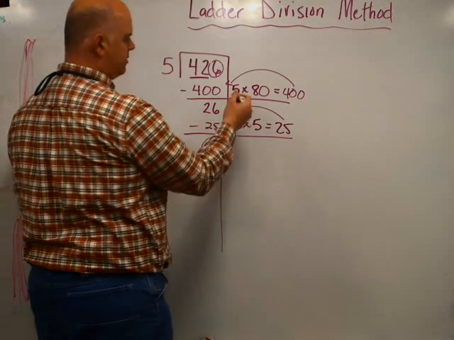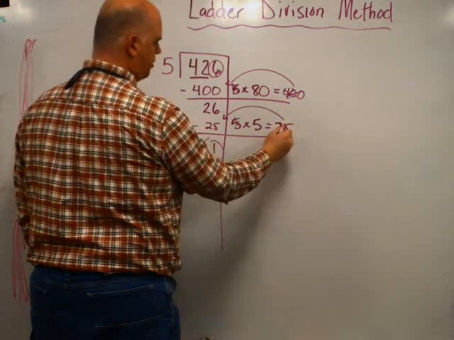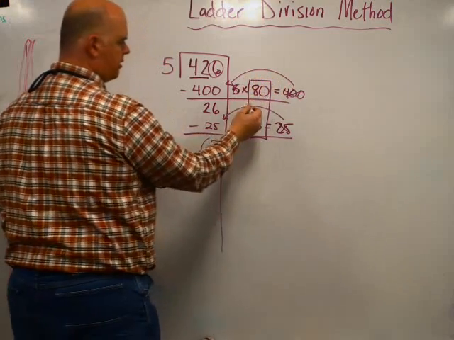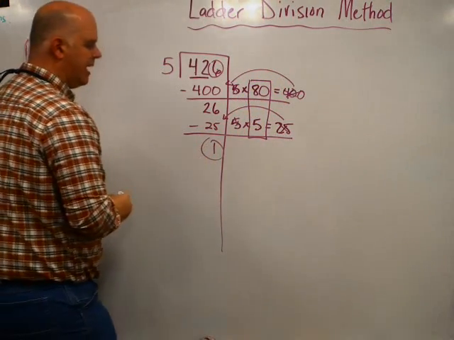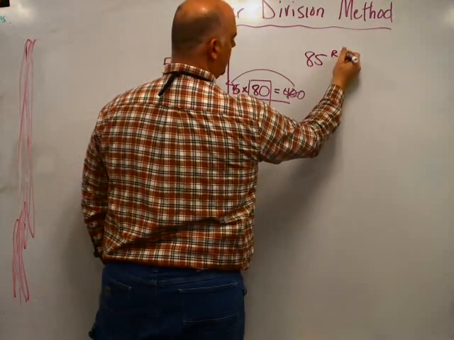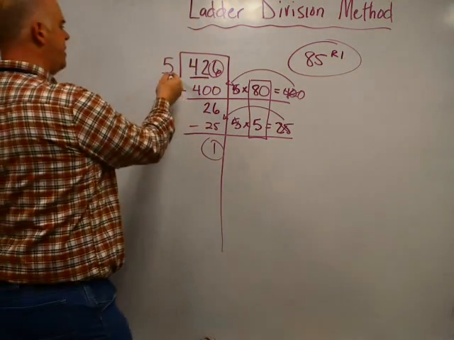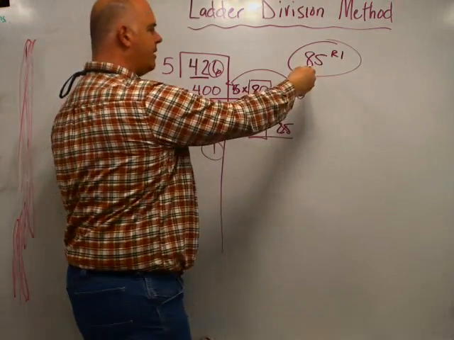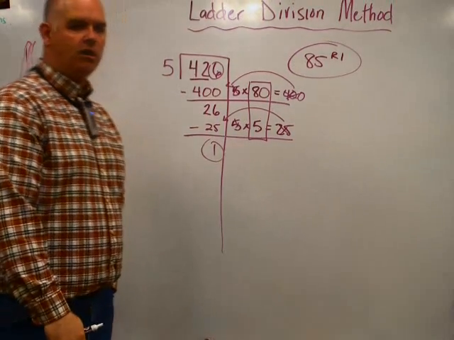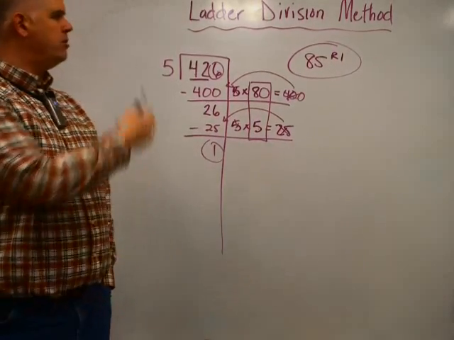So now where my answer comes from is my 5 came from here. My 400 and my 25, they both went into my problem. So the only numbers I have left are these right here. If I take 80 and 5 and add them together, that is 85, and I have a remainder of 1. So if I'm going to take 426 candy bars and share them with 5 people, everybody's going to get 85 of them, and I'm going to have 1 candy bar left over that needs to be split. That's how you solve a 3-digit divided by 1-digit division problem using the ladder division method.